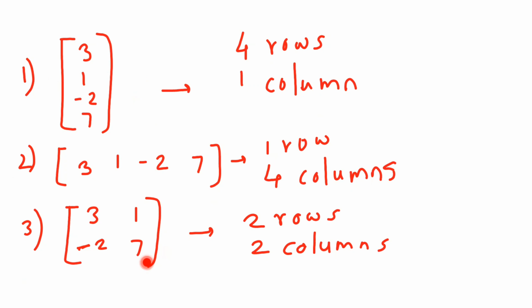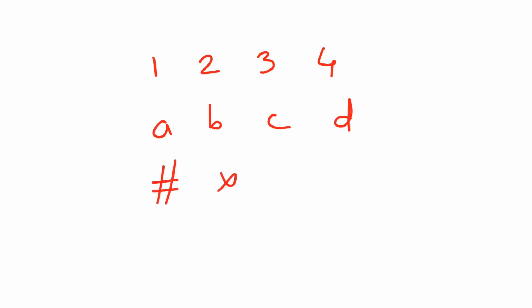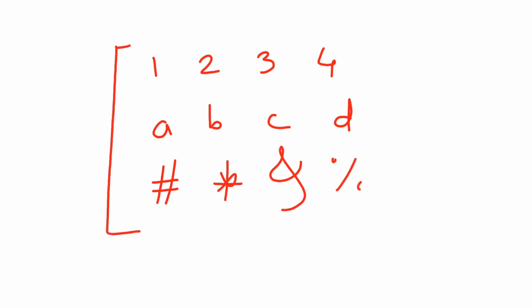Now, which type of elements can there be? It can be anything: numbers, letters, or characters. This also forms a matrix. Matrices are a mathematical tool that simplifies calculations.